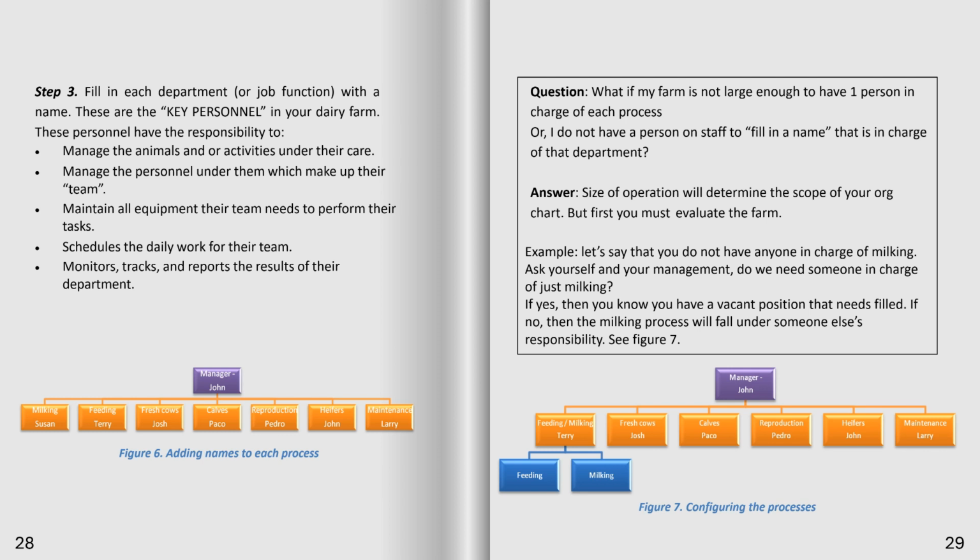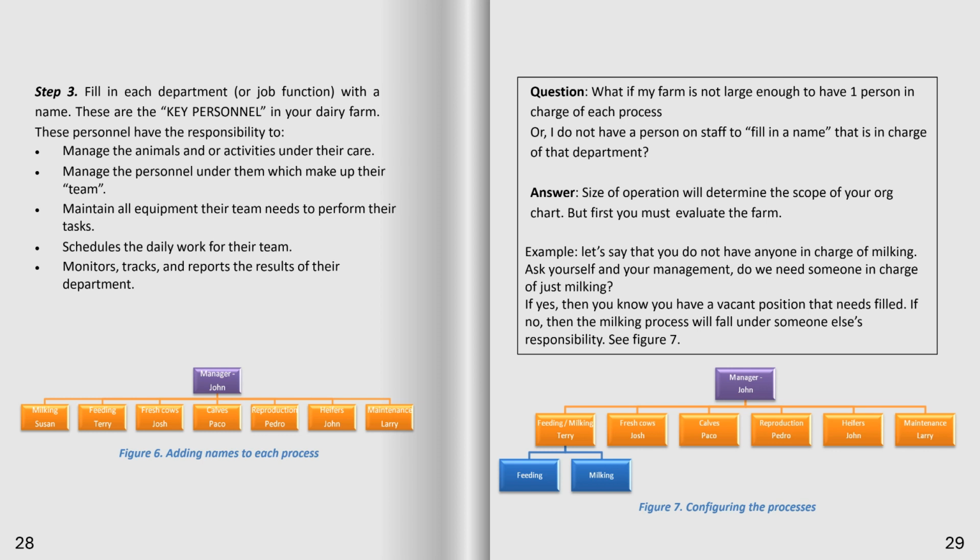Question: what if my farm is not large enough to have one person in charge of each process? Or I do not have a person on staff to fill in a name that is in charge of that department? Answer: size of operation will determine the scope of your org chart, but first you must evaluate the farm.